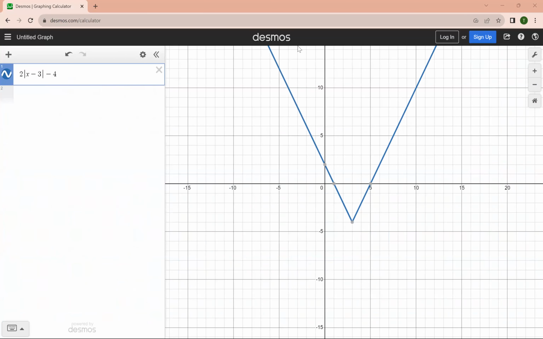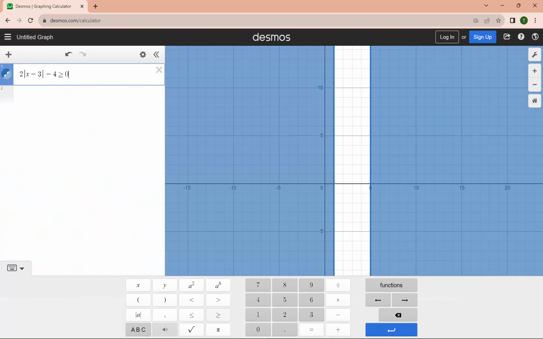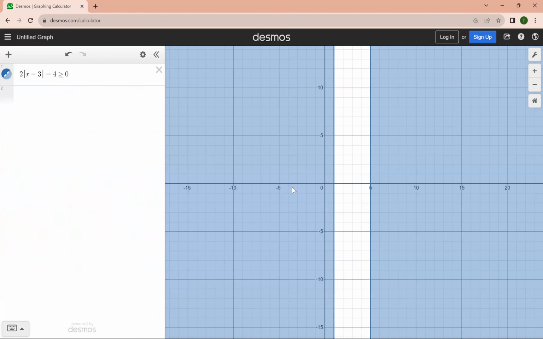There you are. Okay. So 2 absolute x minus 3. And there are a couple of ways to do this. You can do it by hand or you can click on the little keyboard thing here. Or if you're using your phone, it'll already be up: greater than or equal to 0. And then what's cool is it actually shades in the solution, but you have to interpret it. So the shaded is where the solution is.